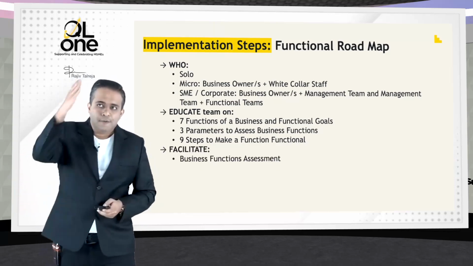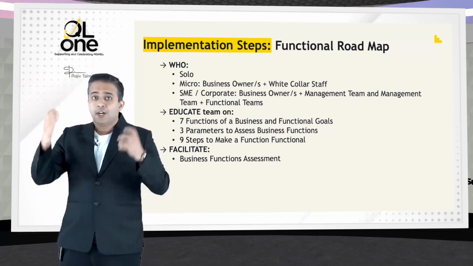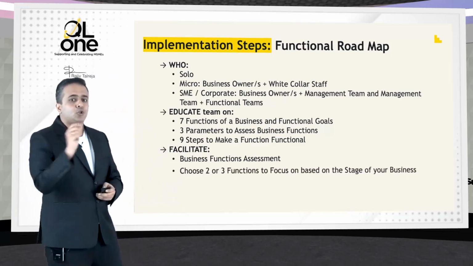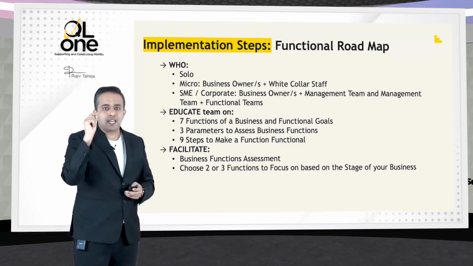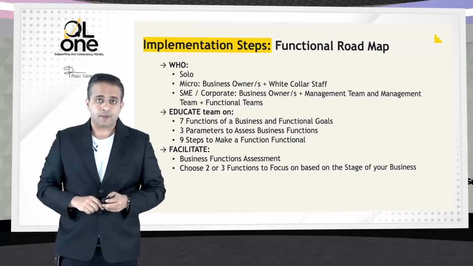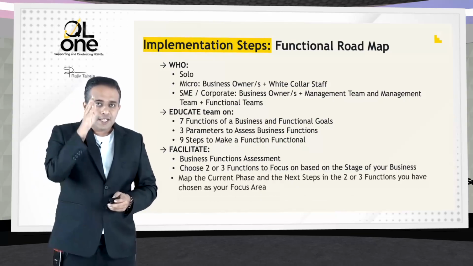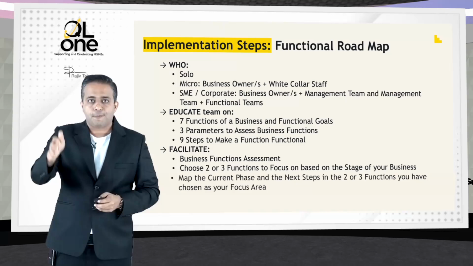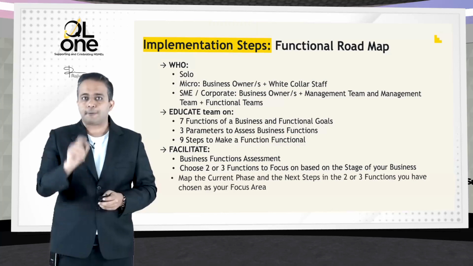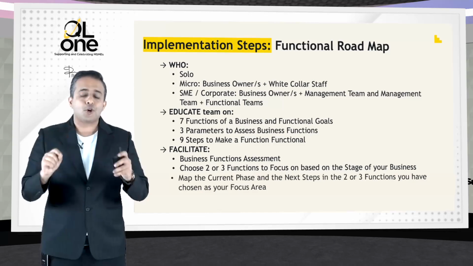As a team, evaluate each function on owner dependency, action consistency and result and efficiency to know the current status of your business functions. Then choose 2 or 3 functional focus areas based on the stage of your business, based on the guideline I have given you in this video. And once you choose your focus, map the current phase. Is that function in the strategy phase, system phase or team phase? What needs attention? And make sure you know what are your next steps based on the phase that each function is in. Make sure you do this exercise.